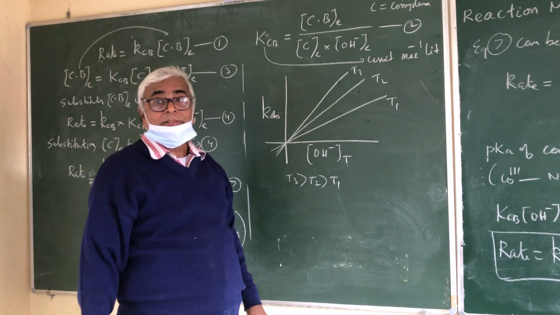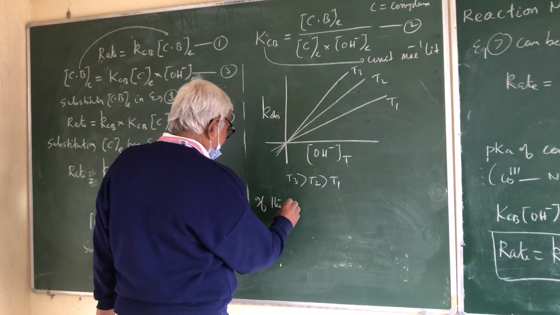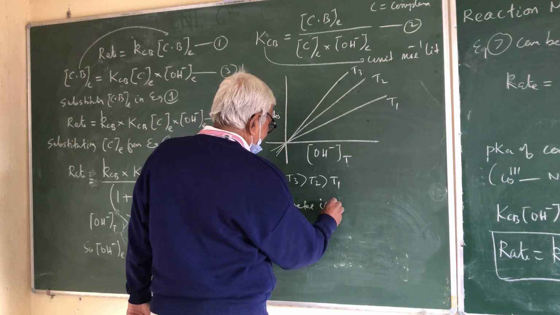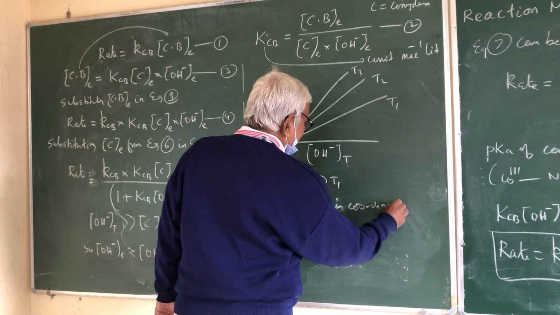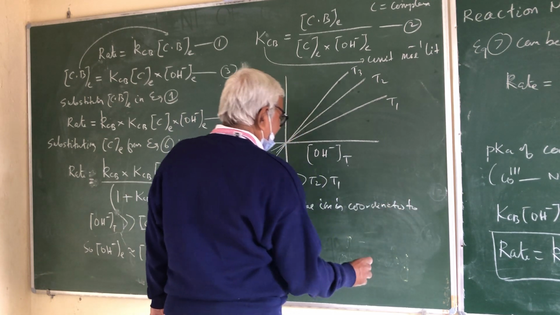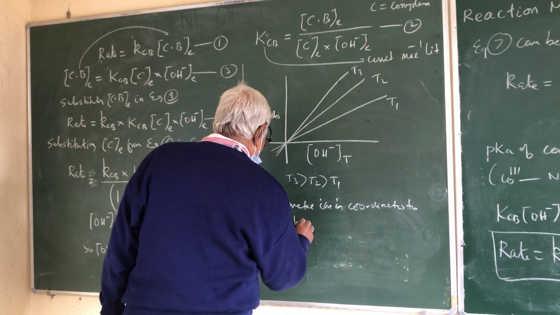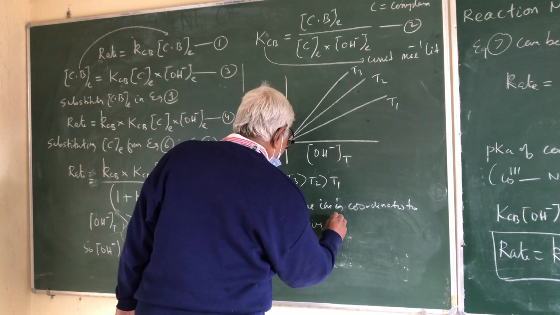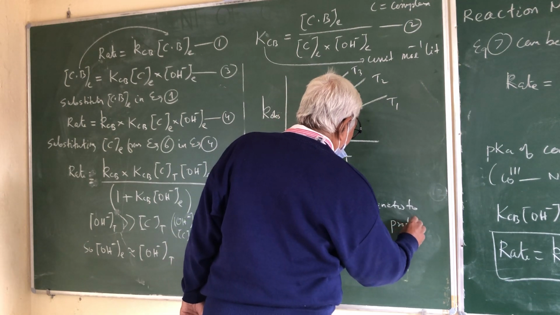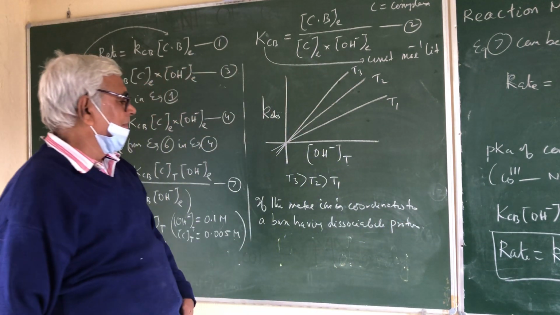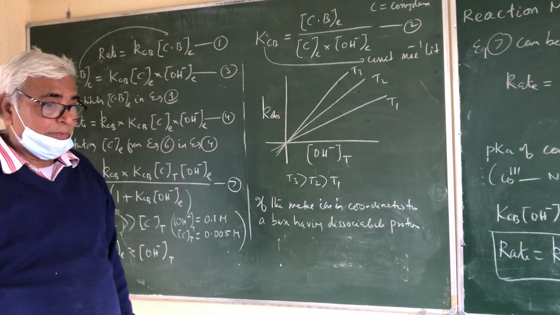So the SN1CB mechanism is only valid if the metal ion is coordinated to a base having a dissociable proton. The SN1CB mechanism will only be valid if the complex has a dissociable proton.